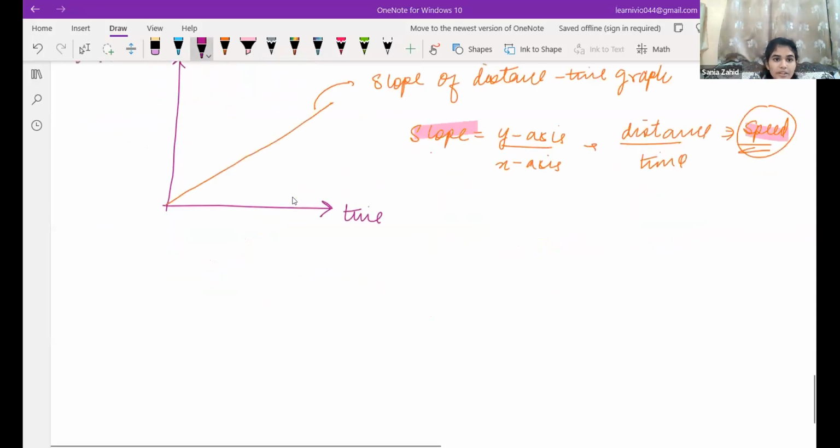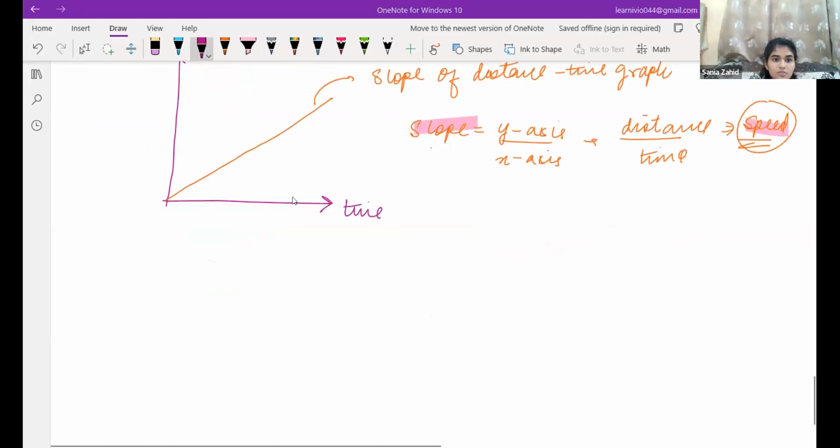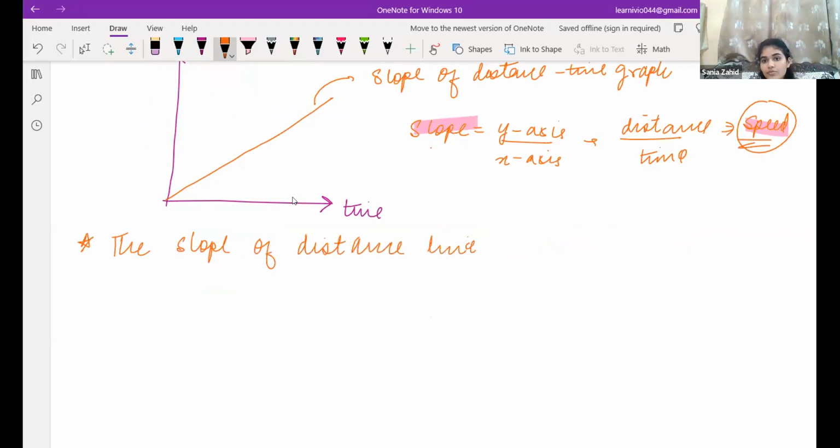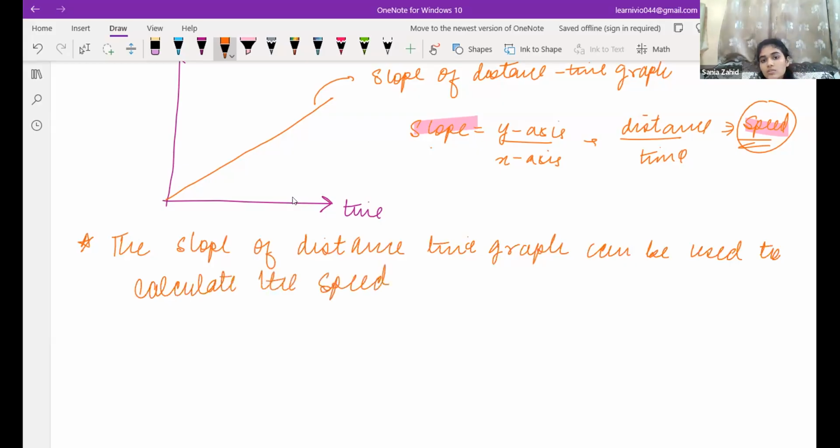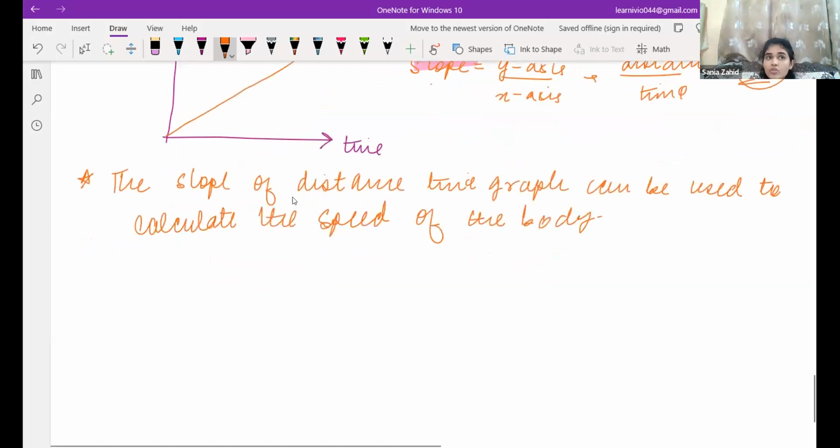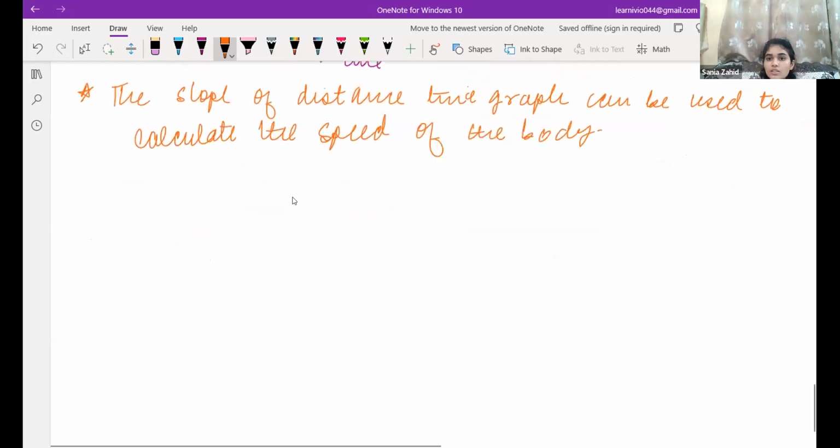you can note down this point as well. The slope of distance time graph can be used to calculate the speed of the body. Okay. Now we will focus on some unique different types of distance time graphs.